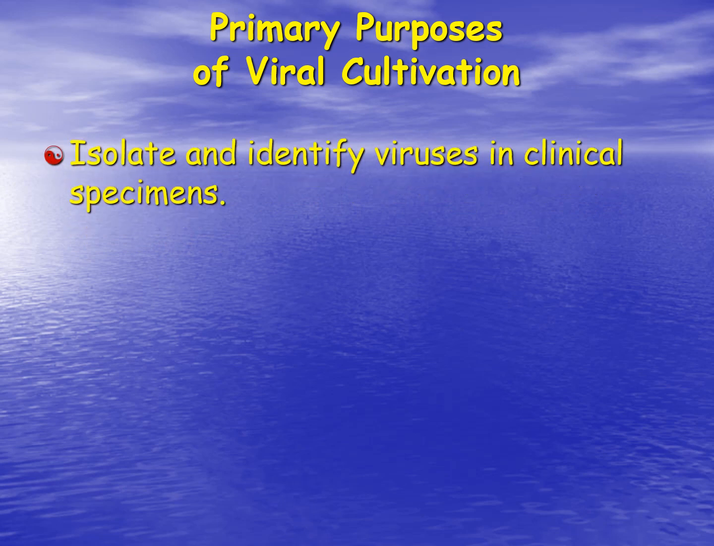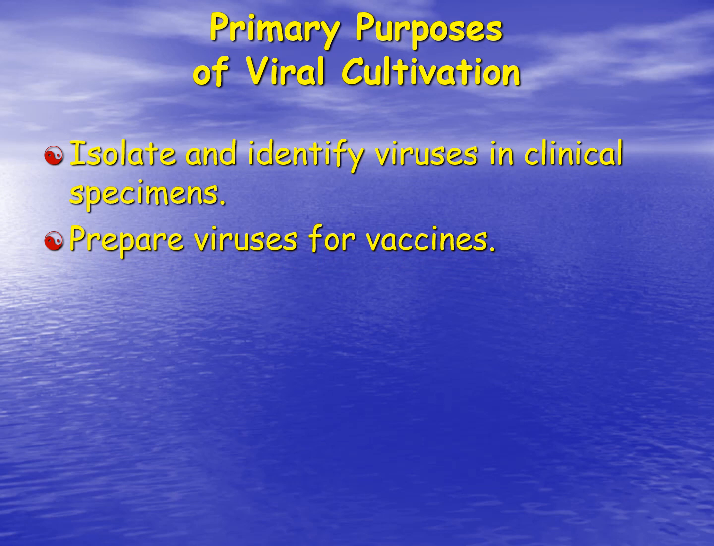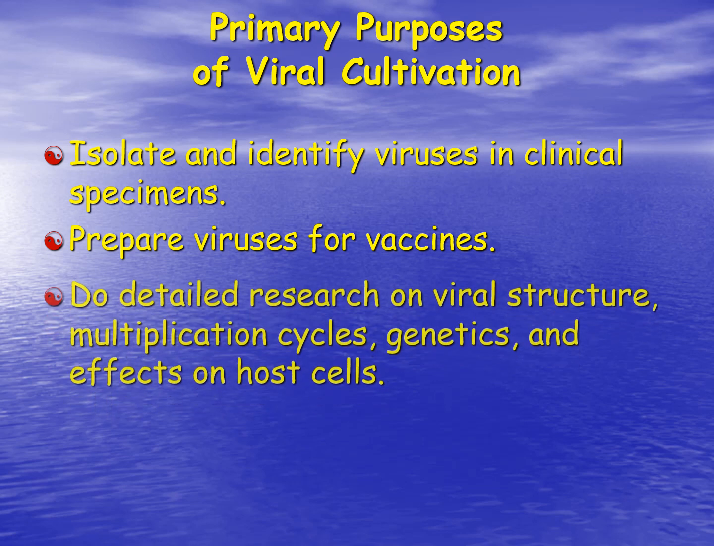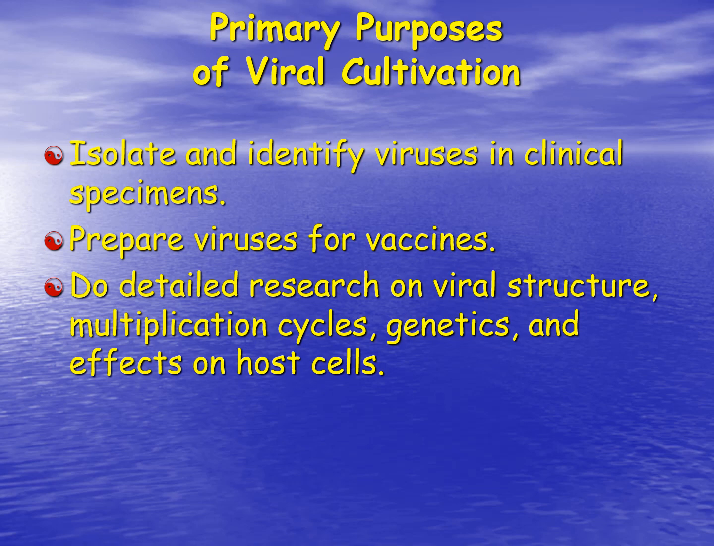Isolation and identification of viruses in clinical specimens is the primary purpose of viral cultivation. But the other big thing is that we can prepare viruses for vaccines. We can do detailed research on the viral structure, their multiplication cycles, their viral genetics, and the effects that they can have on host cells.